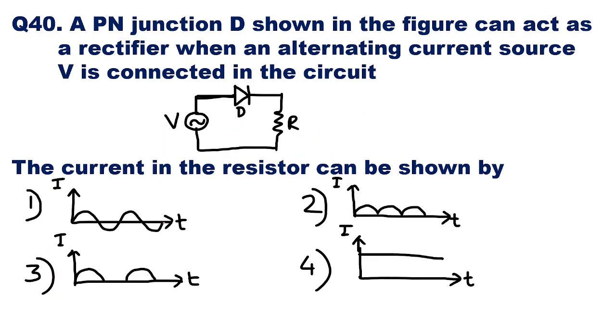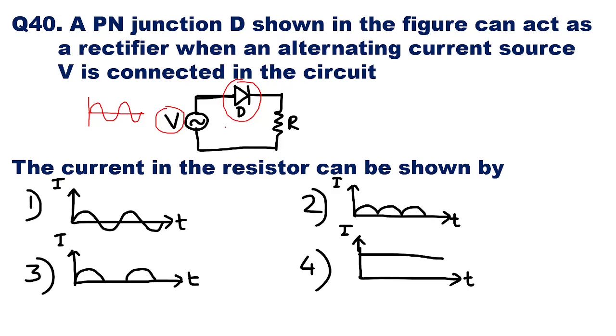A PN junction diode D shown in the figure can act as a rectifier when an alternating current source V is connected in the circuit. The current in the resistor can be shown by what? Here you can see there is an applied voltage V, and this applied voltage is an alternating quantity. We know that this diode is going to act as a rectifier. A rectifier is a circuit which converts an alternating quantity into a direct quantity, that is, a pulsating DC.